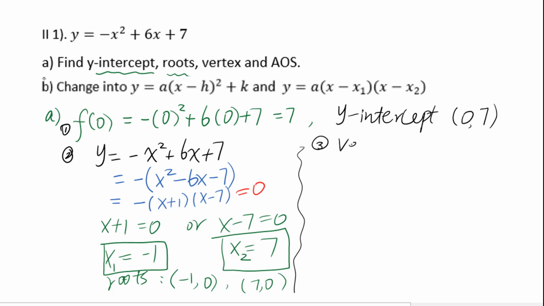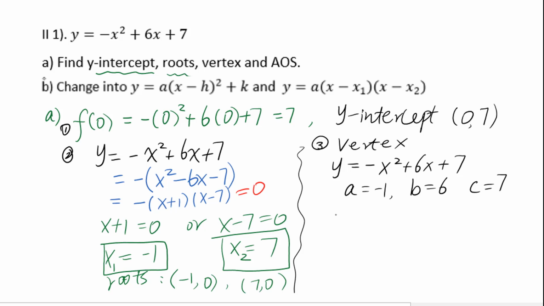For the vertex, we know y equals negative x squared plus 6x plus 7. We know this a equals negative 1, b equals 6, c equals 7. So h equals negative b over 2a, negative 6, the opposite of b, over 2 times negative 1, equals 3.